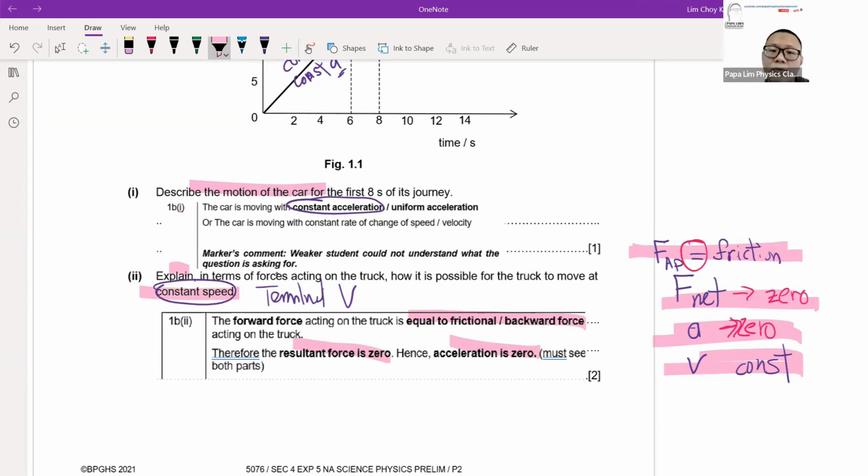So you look at the keywords that we are looking at whenever we deal with forces pertaining to constant speed or terminal velocities. These are the 4 keywords that I will require students to write. It's a standard template that students need to take note of.